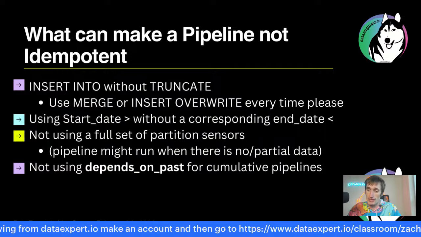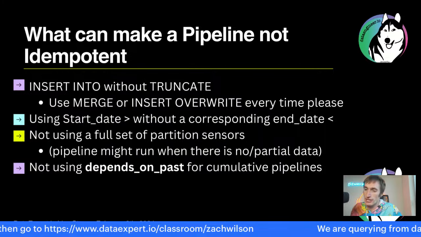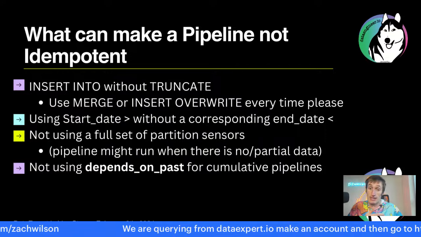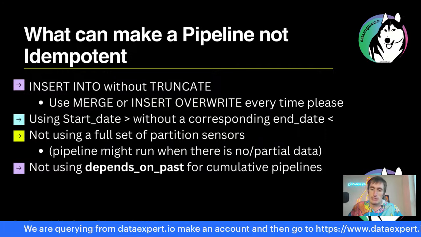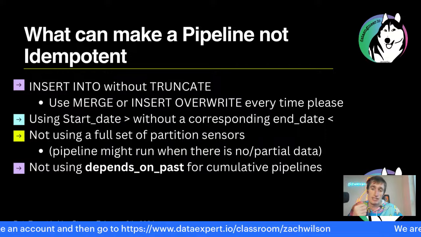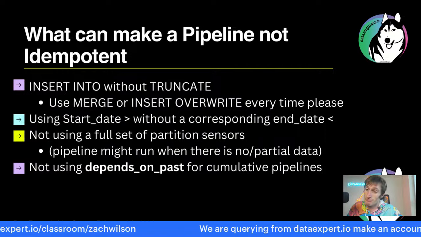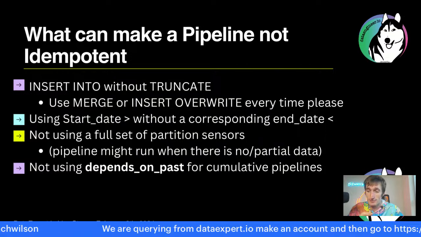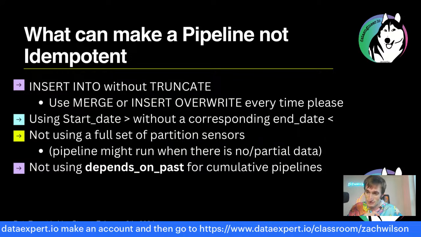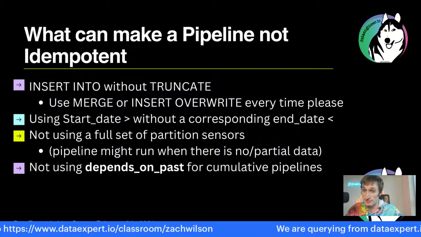And then when tomorrow gets here, if you aren't depending on yesterday, then that will run and it will break your accumulation and you will no longer have the cumulative pipeline. That can be a big problem. So make sure when you're running your pipelines and checking for idempotency, that you are using depends on past in your cumulative pipelines. And letting y'all know, a cumulative pipeline and a slowly changing dimension pipeline are the same thing, so it applies to a lot of the rest of this presentation as well.